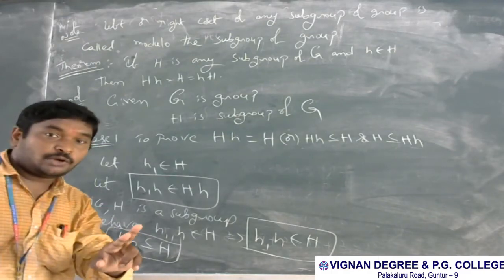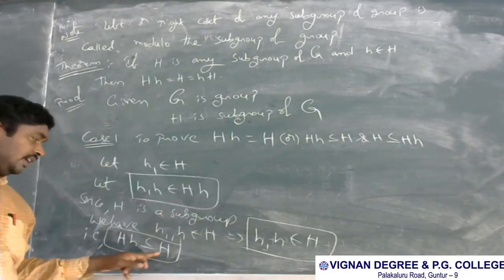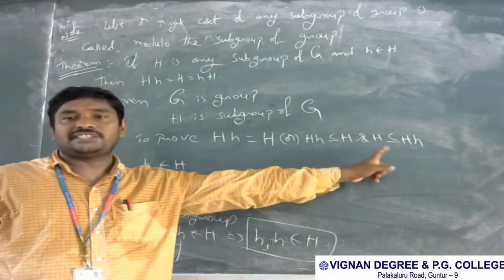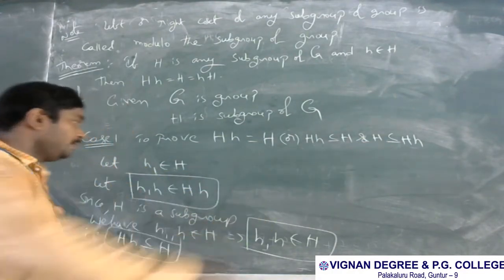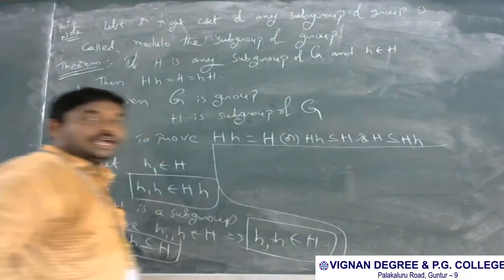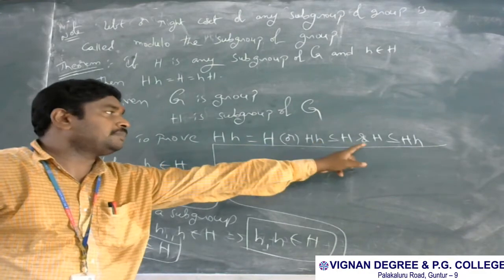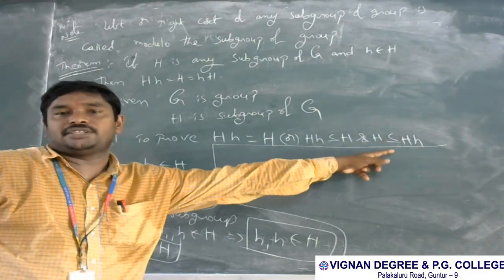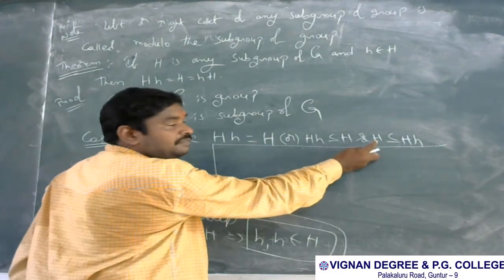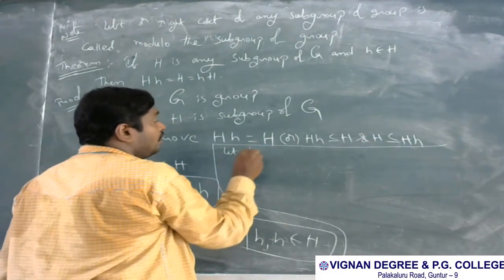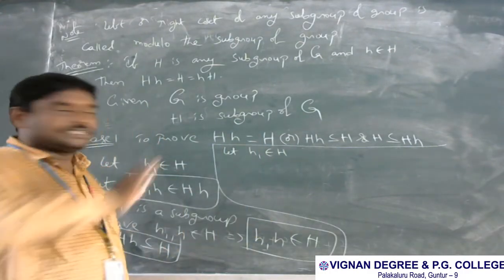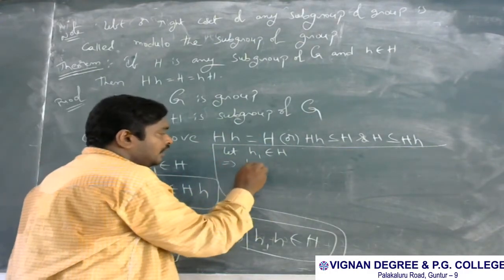Now we have to prove the reverse. What is the reverse? Capital H is subset or equal to capital H into small h. I already mentioned it here. Okay, friends? Now I am going to prove capital H is subset or equal to capital H into small h. So first take an element on the left side. Let small h1 belongs to capital H.